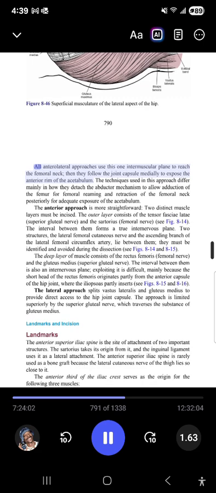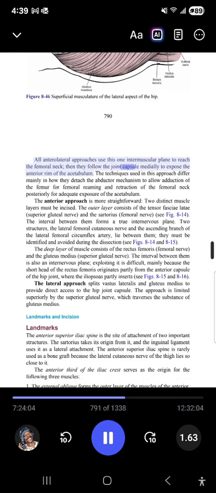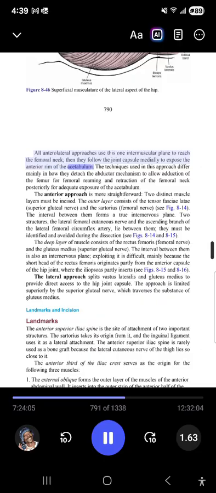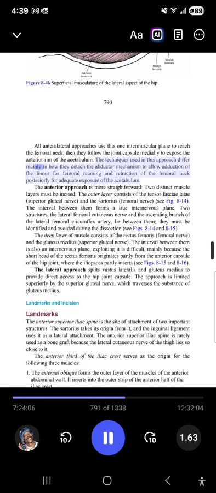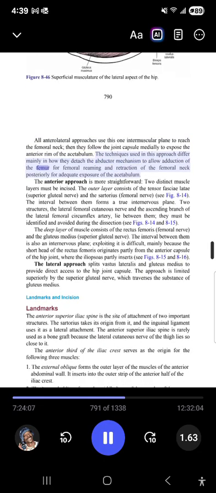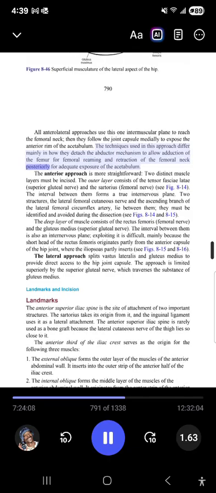All anterolateral approaches use this one intermuscular plane to reach the femoral neck. Then they follow the joint capsule medially to expose the anterior rim of the acetabulum. The techniques used in this approach differ mainly in how they detach the abductor mechanism to allow adduction of the femur for femoral reaming and retraction of the femoral neck posteriorly for adequate exposure of the acetabulum.